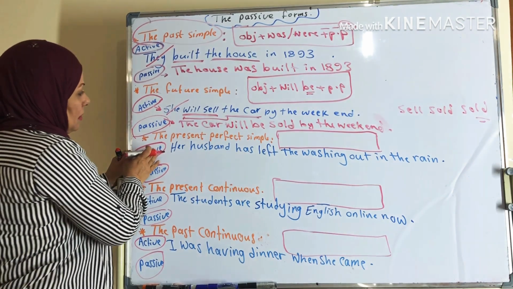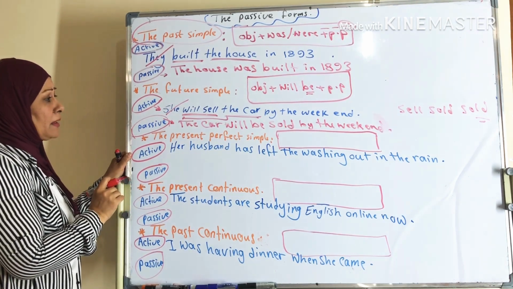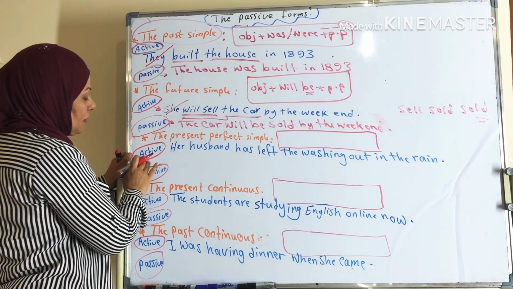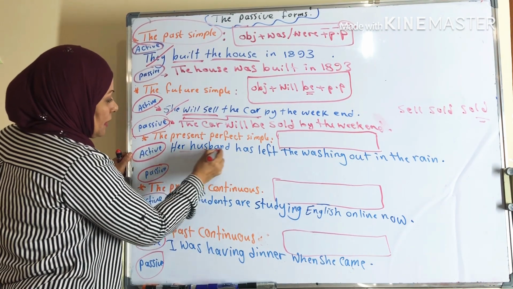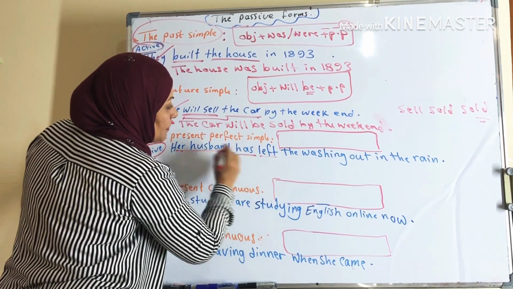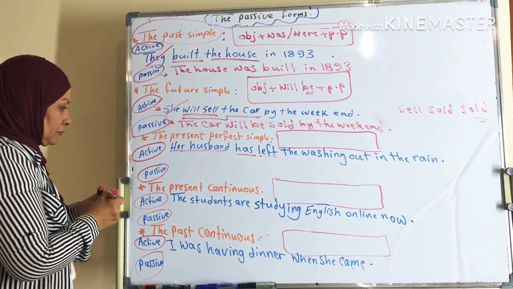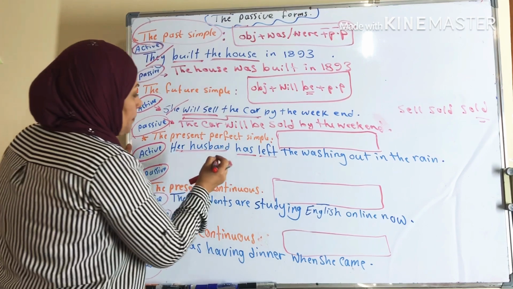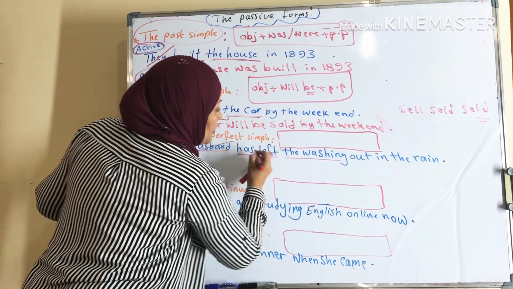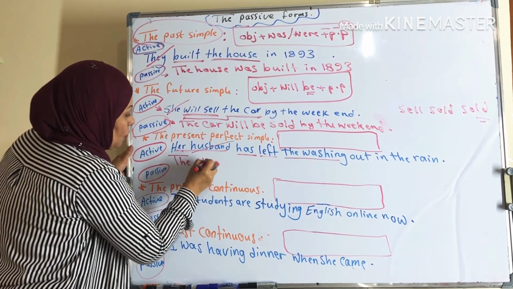The next tense is the present perfect simple. زمن المضارع التام. And we have a sentence in active. Her husband has left, auxiliary, left past participle, the washing out in the rain. Okay? We omit her husband. The washing is the object. Yes, sorry, the washing, yes. The washing.